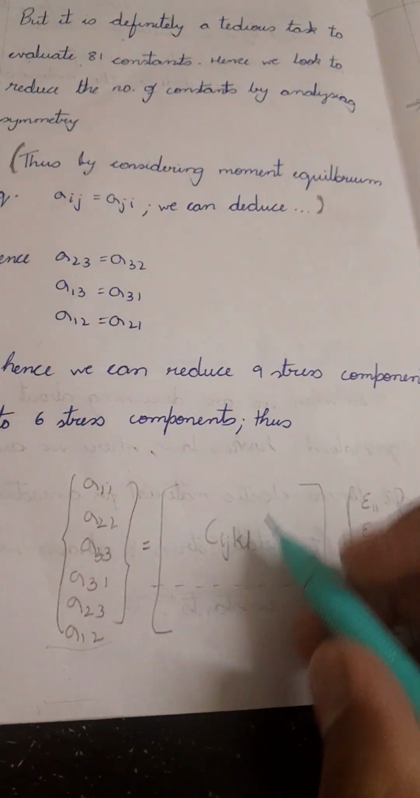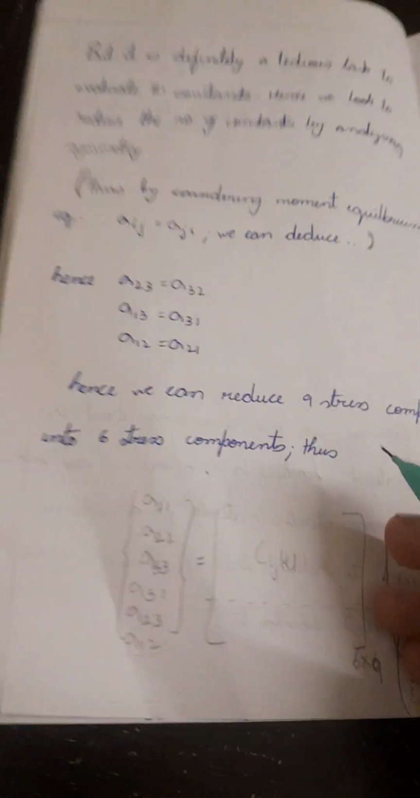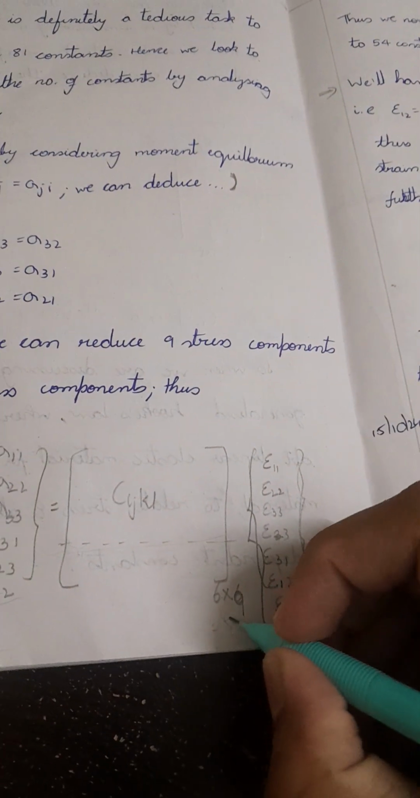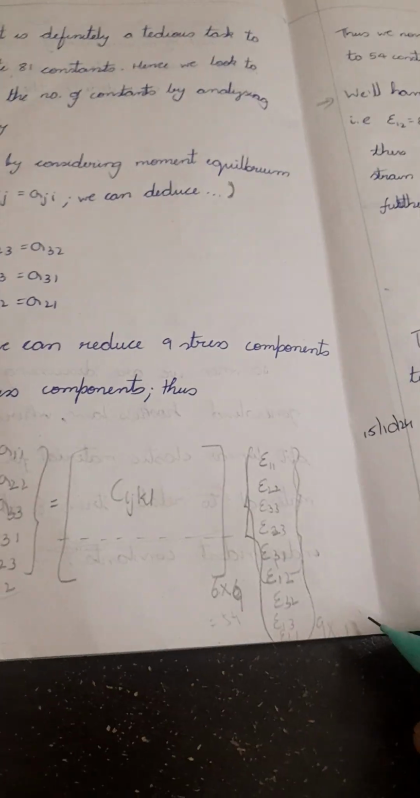Okay, so if you see, we had 81 elements. 9 by 9 results in 81. Here I'm just taking a 6 by 9 which has 54 elements. Now we've significantly reduced the number of elements from 81 to 54.